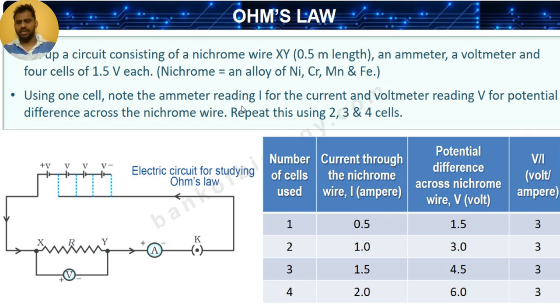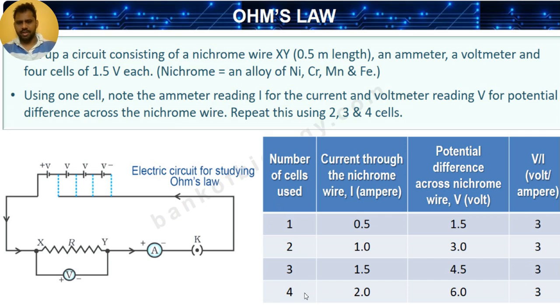Using one cell, note the ammeter reading. Ammeter will give the current reading I for the current and voltmeter reading V for potential difference across the nichrome wire. Repeat this using 2, 3 and 4 cells.